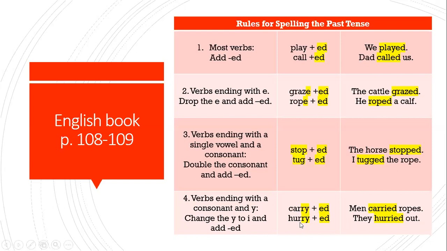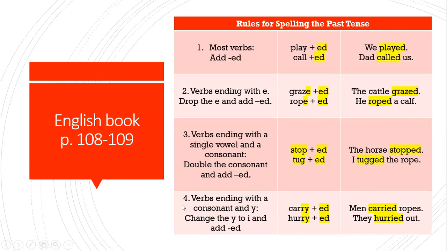Let's go to the second example, hurry. Hurry is a verb that ends with a consonant and Y. Mr. Villamosa, I'm not getting this. What do you mean it ends with a consonant and Y? Look at the verb hurry. Is hurry a verb that ends with Y? Yes, yes it is. You're right. So now let's look at the letter before the Y. R. Is R a consonant or is it a vowel? Letter R is a consonant. So the verb hurry ends with a consonant and Y.